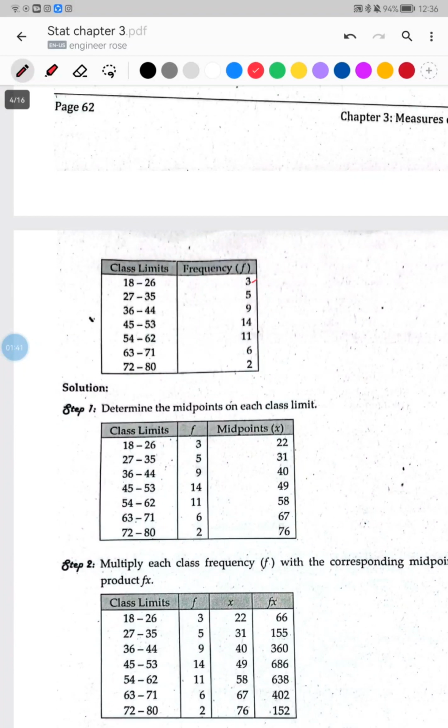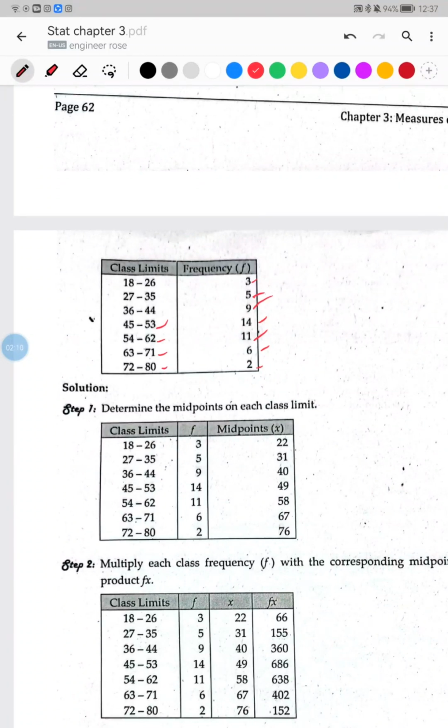27 to 35, the frequency, the repeated number, is 5 times. 36 to 44 is 9. 45 to 53 is 14. 54 to 62 is 11. 63 to 71 is 6. And lastly, 72 to 80 has only two numbers.